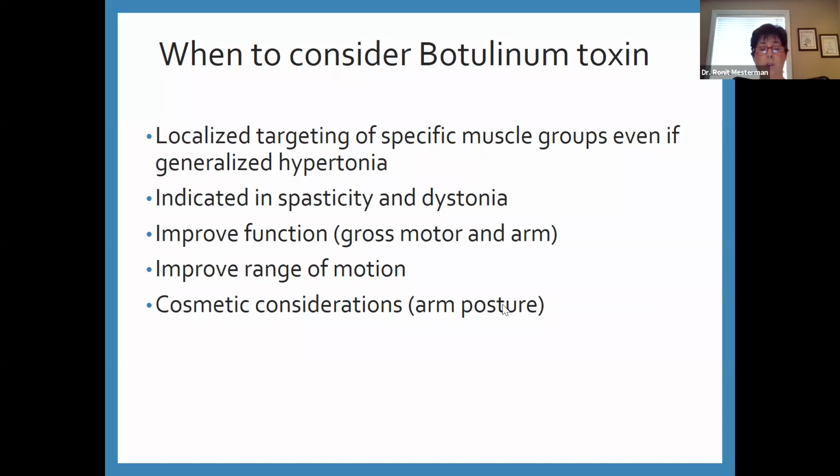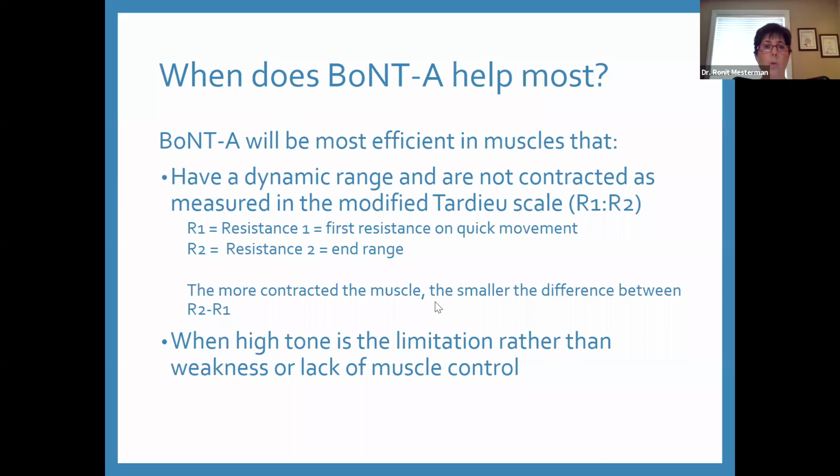A lot of my patients, especially adolescents, are really bothered by the posturing, and it really comes down then to a cosmetic consideration to relax the arm, with the clarity that this is not necessarily a functional gain. Botox will help the most when the muscle still has a dynamic range, not being contracted.